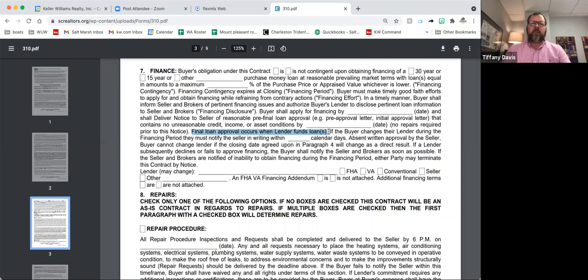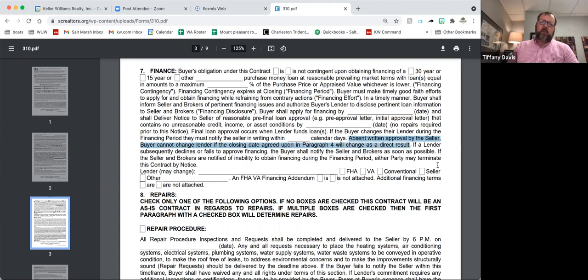If the buyer changes their lender during the financing period, they must notify the seller within blank calendar days. I put 3 to 5 at the tops. Important thing about that, though, is yes, you can change it. You can let them know. However, absent written approval by the seller, this is kind of a redundant phrase because they'd have to change the closing date anyway, and this is what this means. Absent written approval by the seller, the buyer cannot change the lender if the closing date agreed upon in paragraph 4 will change as a direct result.